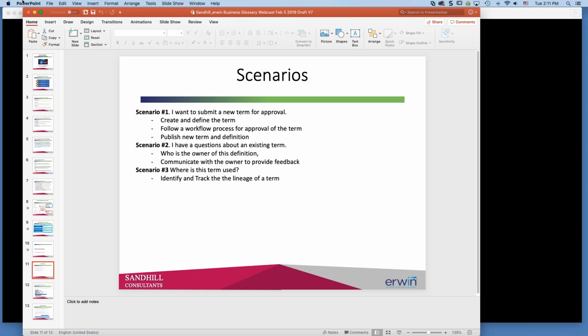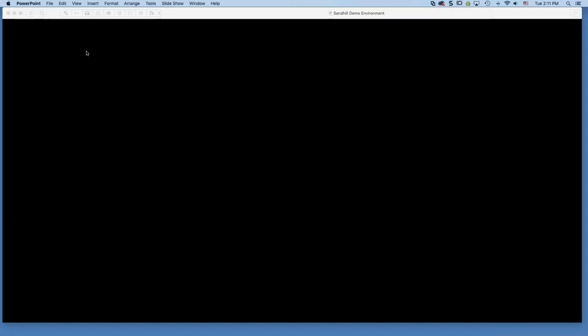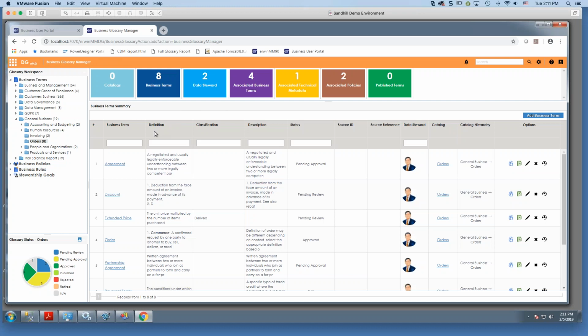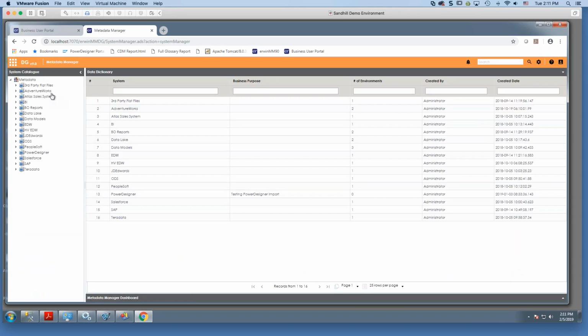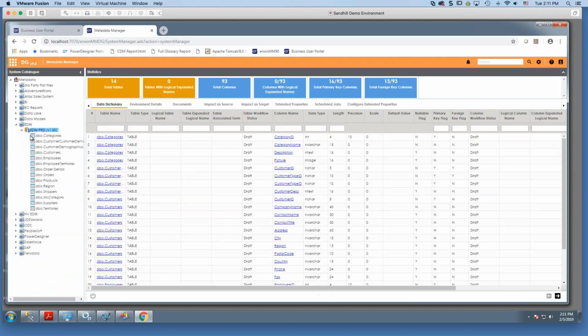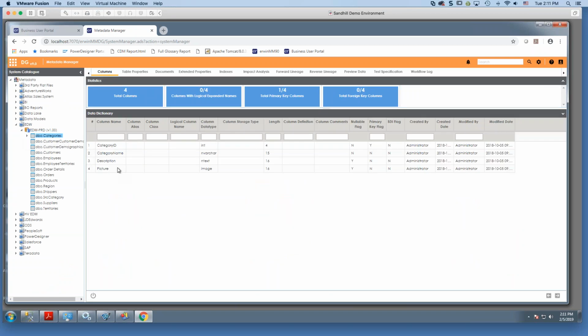So let me do this. I will minimize this and jump into the Erwin Metadata Manager. The first place I want to orient you to is here in the upper left-hand corner, where I have a panel. And this panel gives me different areas that I can look at. When we were talking about the different modules that we're going to look at today, Metadata Manager is that area by which we will ingest the technical metadata so that we can see it by system. And then from within that system, there might be tables, and then those tables may have columns. But these are all technical resources.